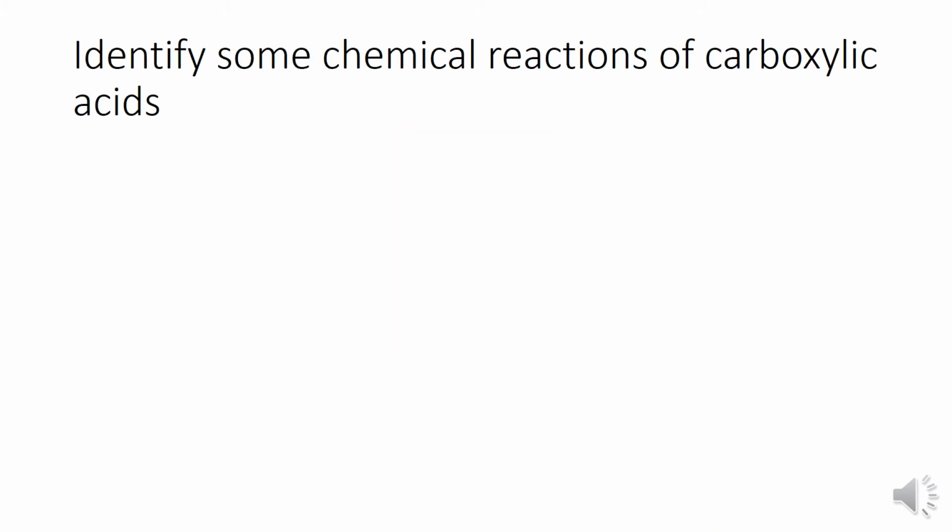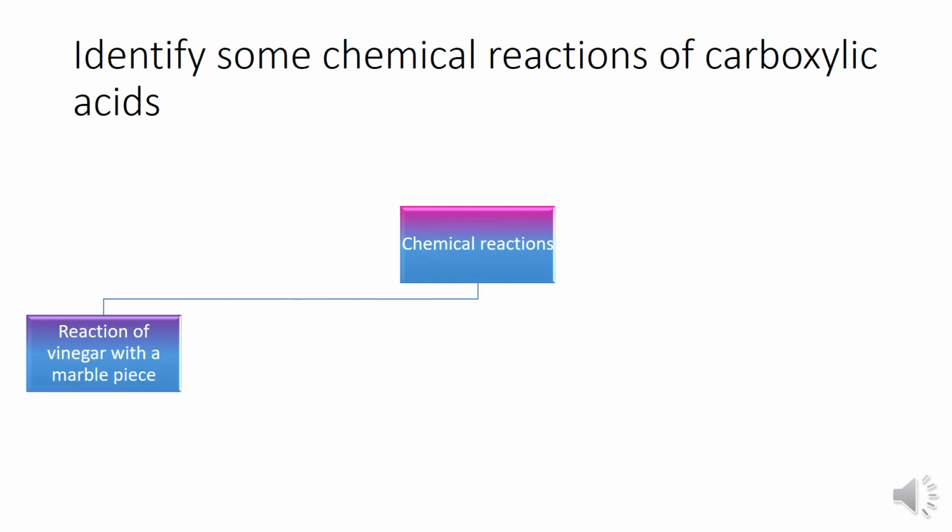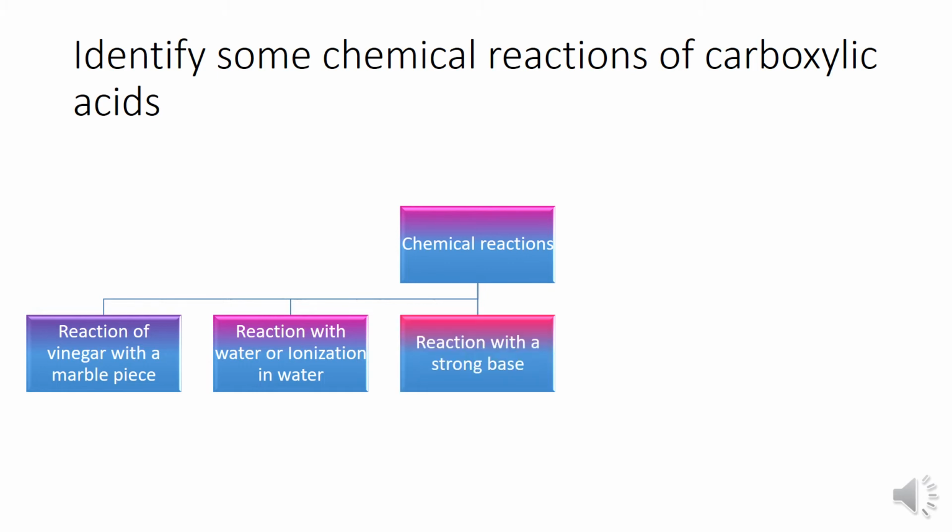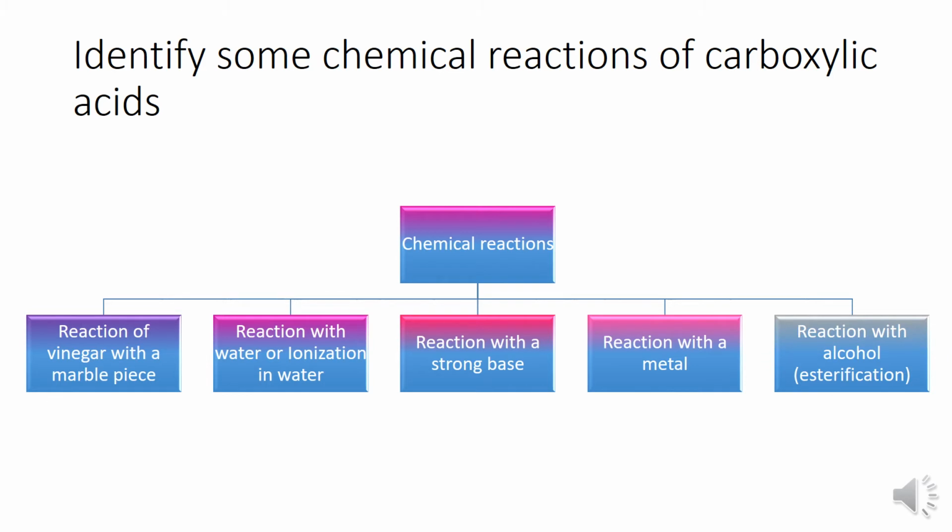Now let's continue with the second objective, which is some chemical reactions of carboxylic acids. The chemical reactions are: the first one, reaction of vinegar with a marble piece. The second one, reaction with water or ionization in water. The third one, reaction with a strong base. The fourth one, reaction with a metal. And the last reaction is with alcohol, where we have esterification.